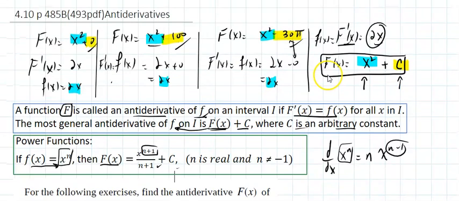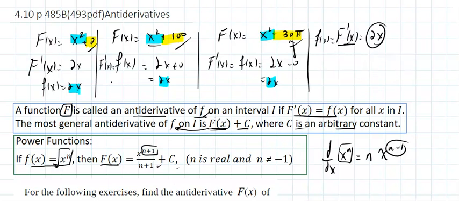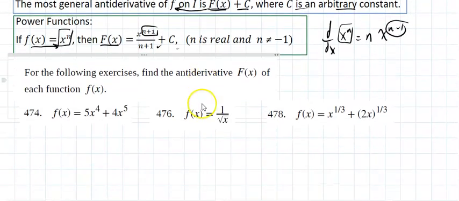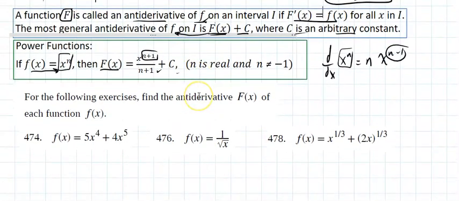For example, if I told you that the derivative is 2x, what's f of x? The 2 we're going to ignore. You learn that in a bit. X is to the 1 power. Add 1 to the power. 1 plus 1 is 2, and divide by that, plus c. And there it is. Now, not to worry if you don't see this, because we're going to work this out on tons of problems.